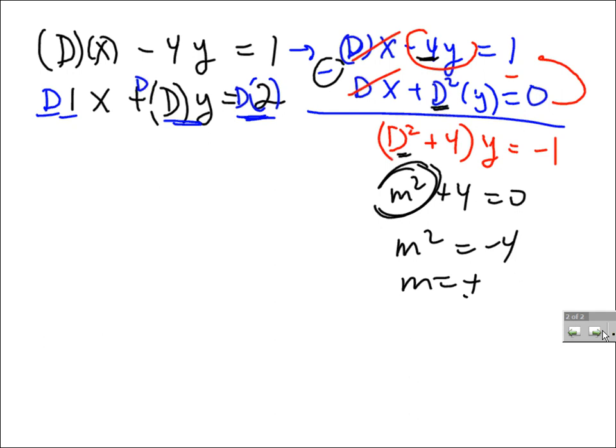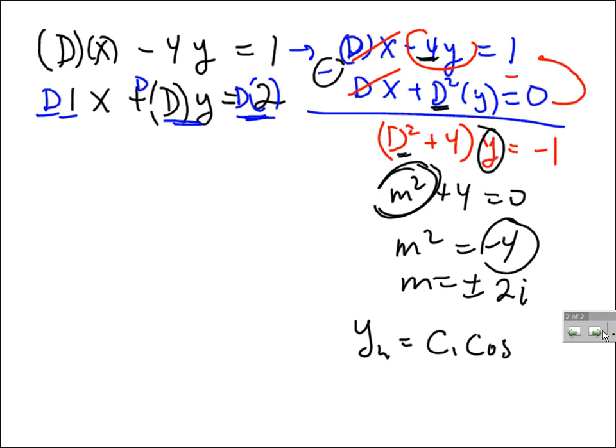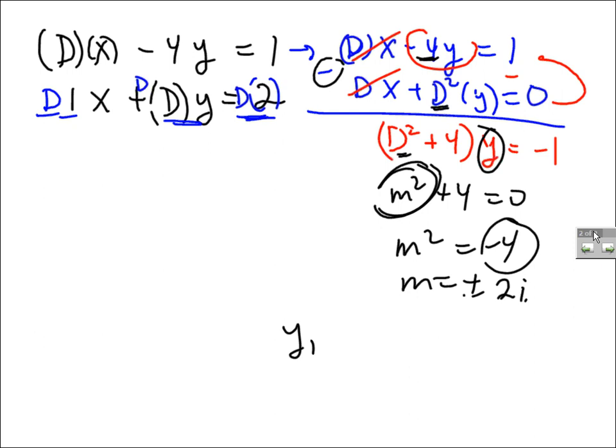The m is going to be plus or minus the square root of that number, which is 2i. So let's see. y homogeneous is going to be c1 cosine of 2t, use just a little bit more space, plus c2 sine of 2t. That is what y homogeneous is going to be.